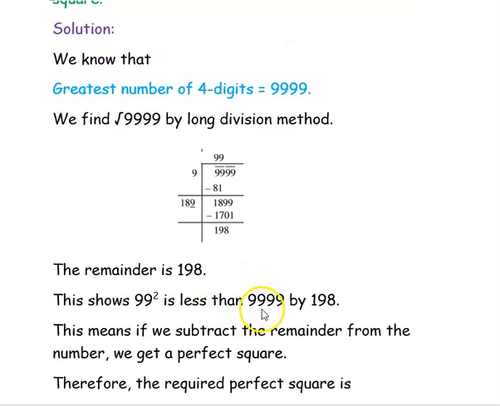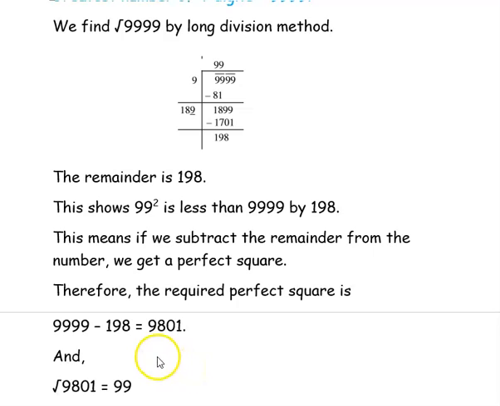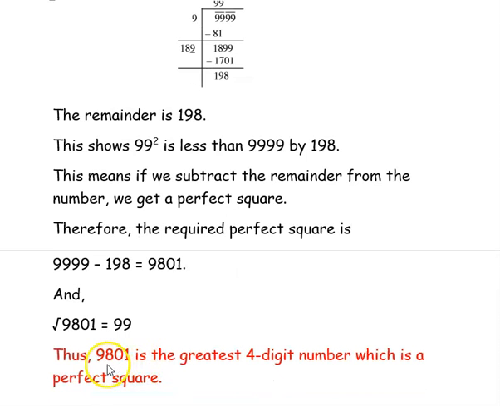So we know that now if you subtract 9999 by 198, you will get a new number. That number is the perfect square number. Okay, so now if you subtract 9999 minus 198, you will get 9801, and this is the new perfect square number, and whose square root is 99. So thus 9801 is the greatest 4-digit number, which is a perfect square.